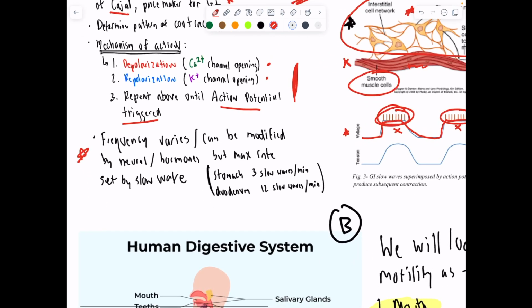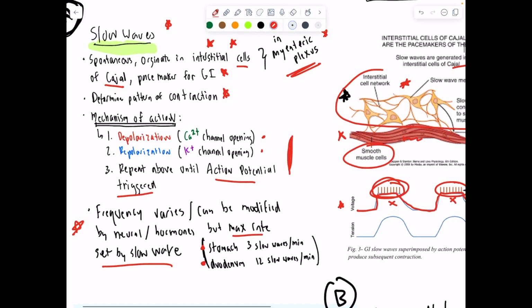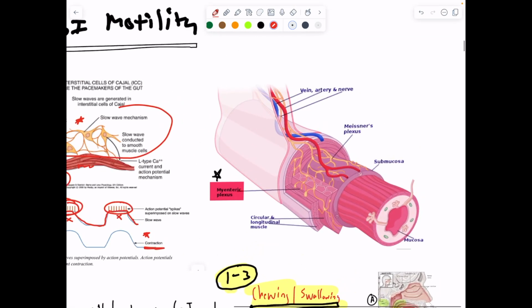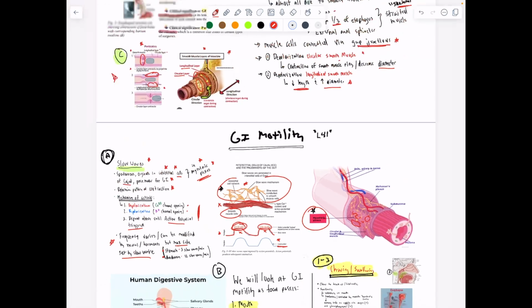All right, but generally the maximum rate, as we said, of contraction of any particular part of the GI tract is set by the slow wave from these interstitial cells of Cajal. So the stomach is 3 slow waves per minute, duodenum is 12 slow waves per minute. All right, and then here's just another image, myenteric plexus. We have our circular muscle, we have our longitudinal muscle. We can see that's in between, and these pacemaker cells are innervating our circular and longitudinal muscles.